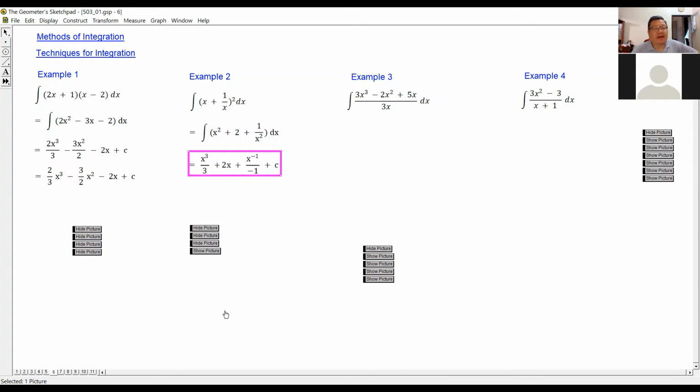Let's see, is this correct? Yes, it is. So x cubed over 3, this one is 2x. This is x to the power of -1 divided by -1. So this one you have to simplify further because the -1 is at the bottom. So simplify further, 1/3 x cubed, 2x, minus the negative put in front becomes minus, negative x to the power of -1 is 1 over x, then plus c. Okay, any question?